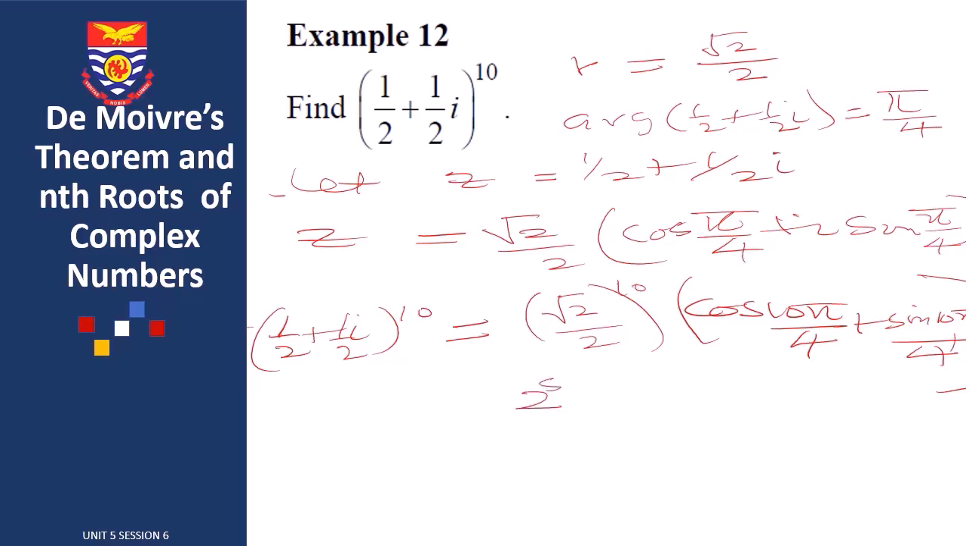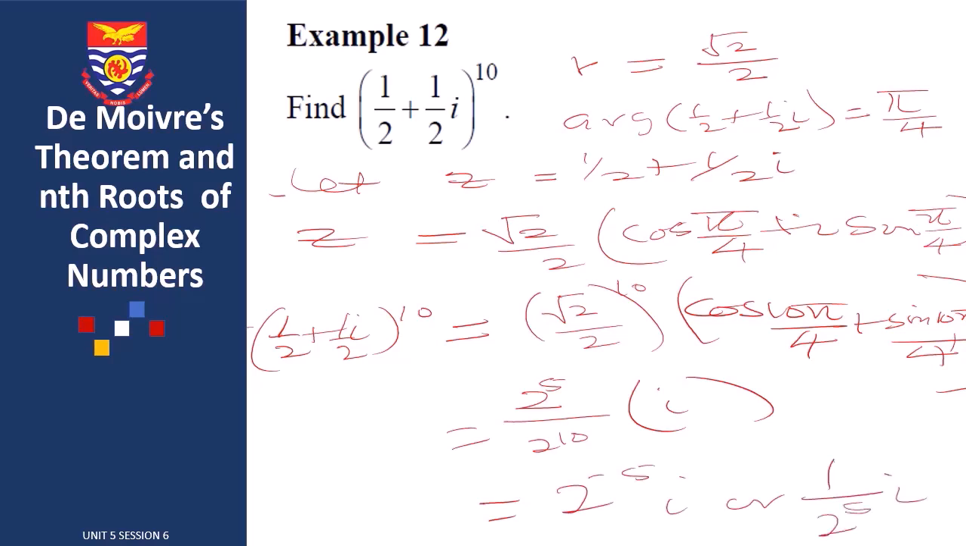So in conclusion you get 2 raised to the power 5 over 2 to the power 10, using the law of indices, to get your i. And then you can use the law of indices again: 2 to the power 5 over 2 to the power 10 is 2 to the power negative 5. So that's 2 to the power negative 5 i, or the same as 1 over 2 to the power 5, times i. Okay, so let's do this simple calculation. You are free to go.